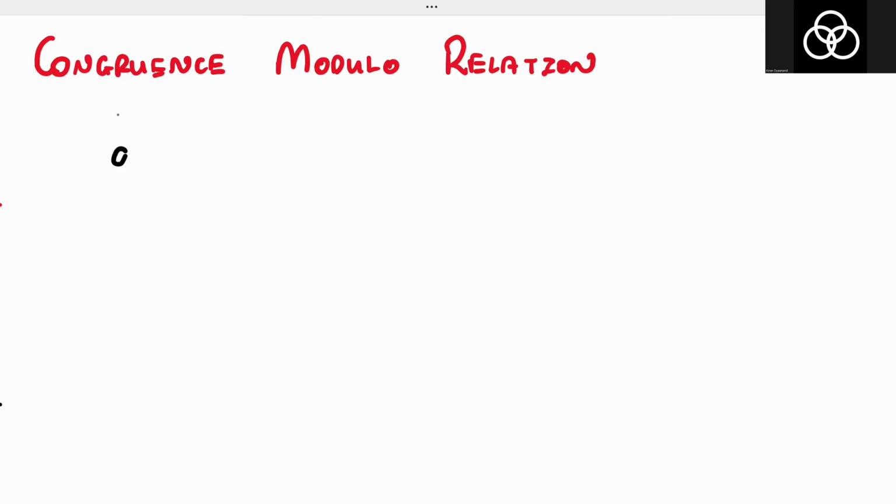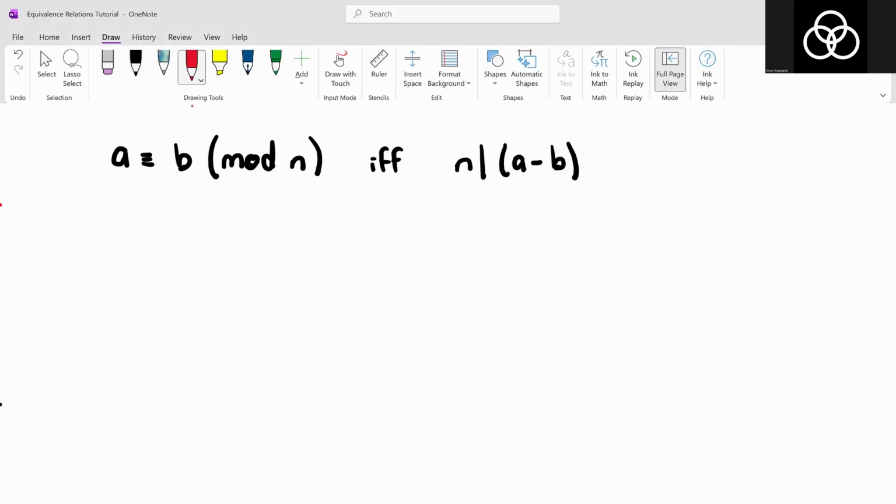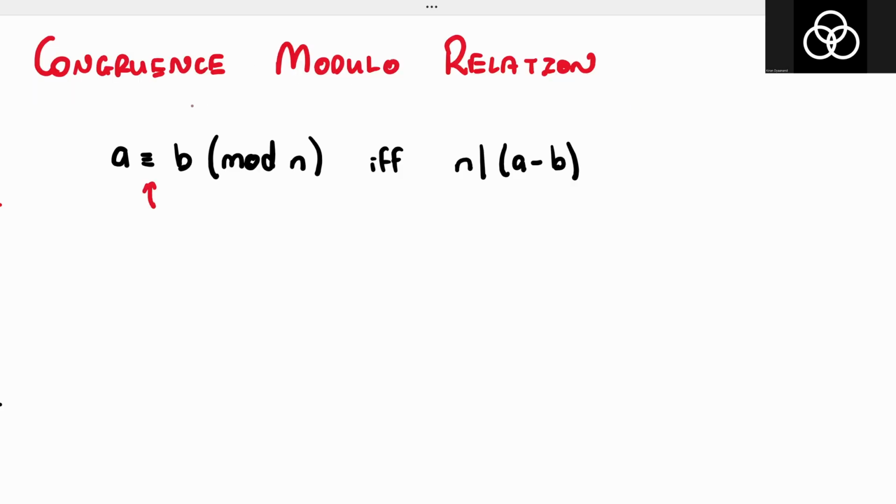So we put A is congruent to B mod n if n divides A minus B. So this is our definition of this relation. So this sign here, these three equal signs, means congruent, and this mod is short for modulo, which comes from modular arithmetic.